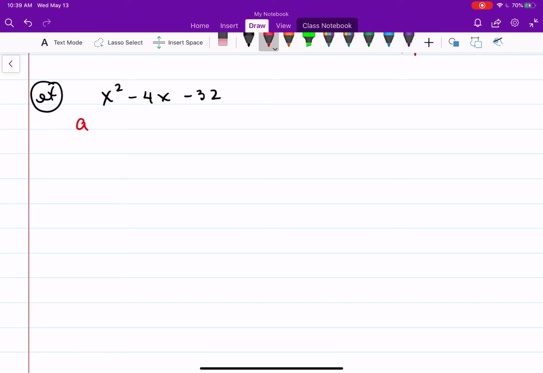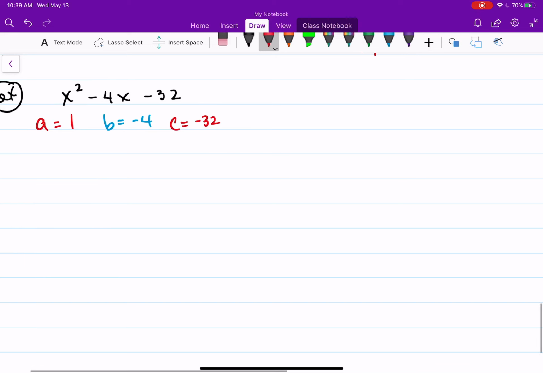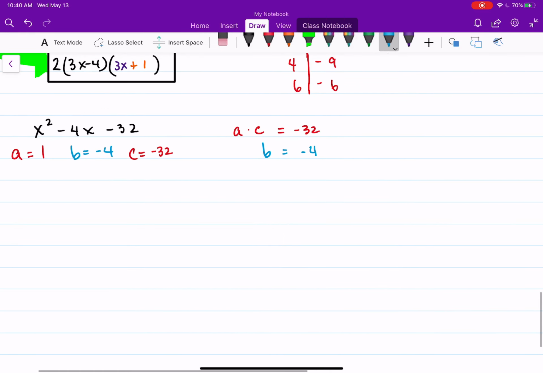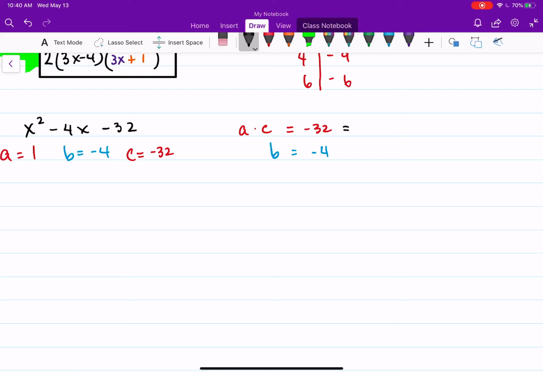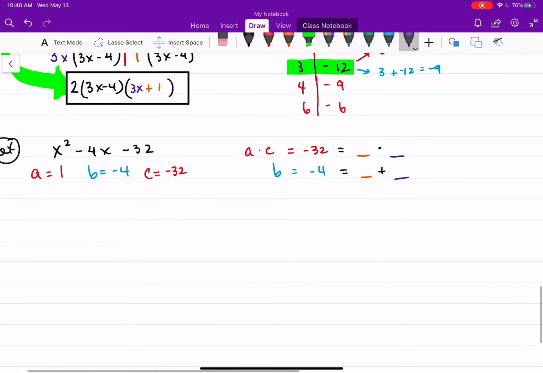So now my a is equal to 1. My b is equal to negative 4, and my c is equal to negative 32. So when I do a times c, that's going to equal negative 32, and my b is equal to negative 4. All right, so now I've got to find those 2 numbers. So what are those 2 numbers?